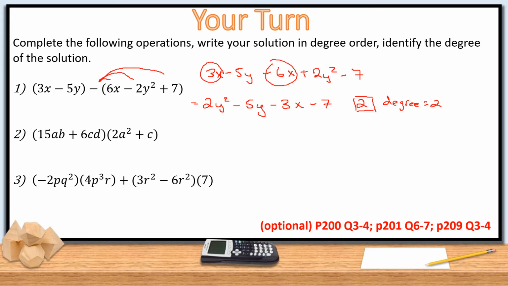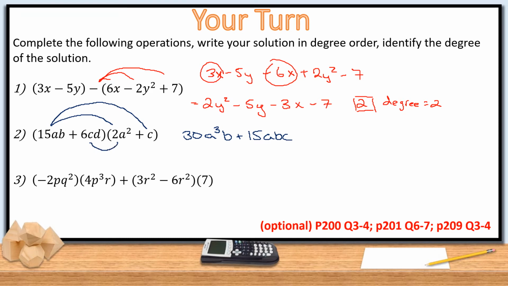Second one, distributive property, 15ab times 2a squared. 15 times 2 is 30. A times a squared is a cubed, because now you'd have 3 a's being multiplied. And then b, there's no other b in the second one, so it would be 30a cubed b. 15ab times c. So 15 times 1 is 15. A and b have nothing else to multiply with, and c tucks in at the end. So we get 15abc.